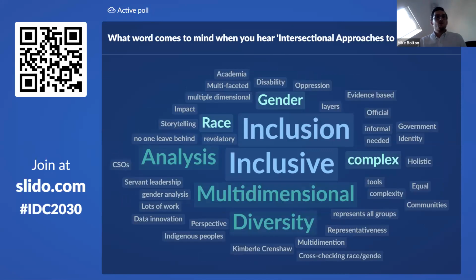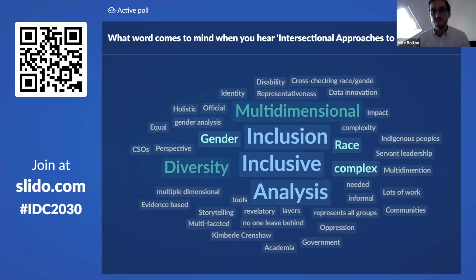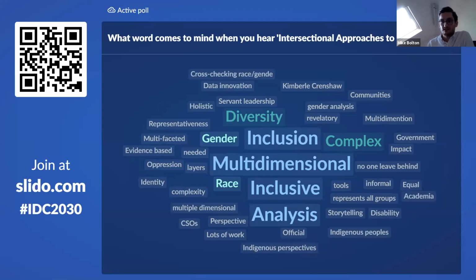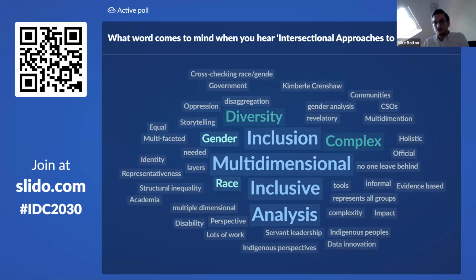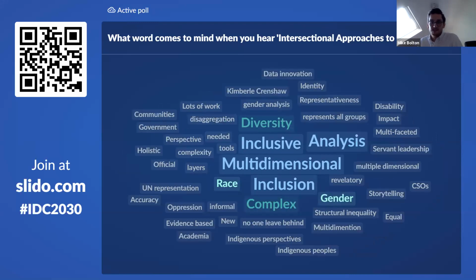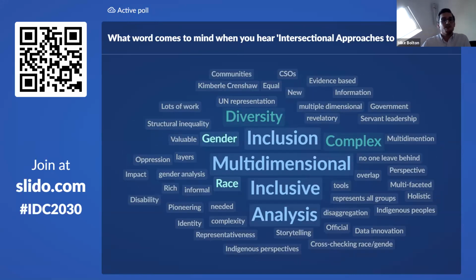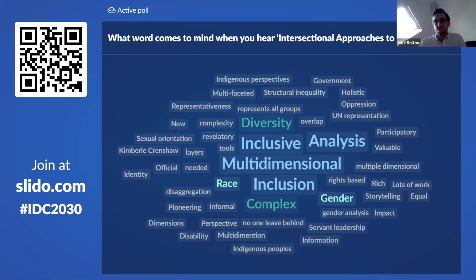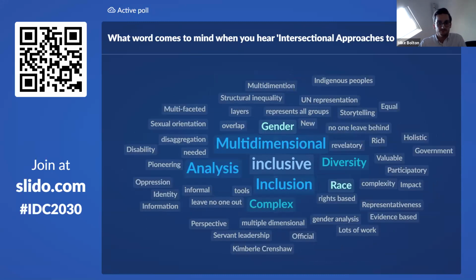We'll leave this Slido open for a few more minutes if you want to continue to add your thoughts around what you think about when you think of an intersectional approach to data. Multidimensional. So we're seeing lots of different characteristics in there, such as gender, race, ethnicity. Brilliant. So keep those coming in and I will carry on speaking for a second, and perhaps we'll have a chance to come back to this slide in a few minutes' time.